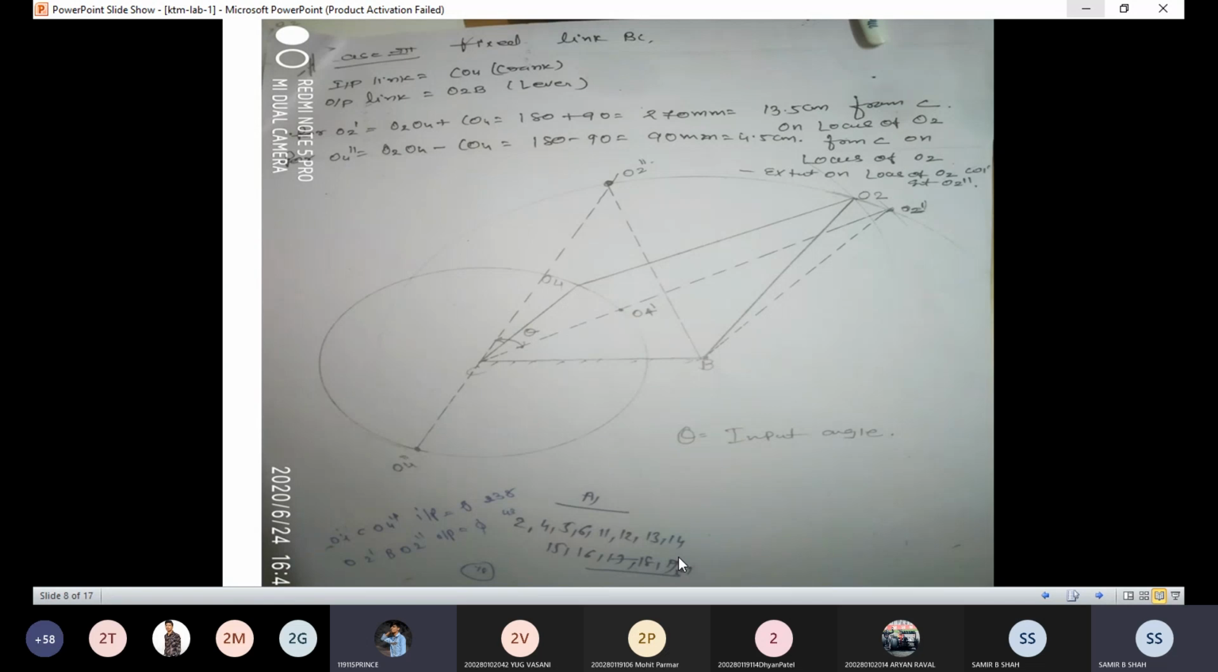BC is 120 mm, CO4 is 90 mm, O2B is 180 mm, and O2O4 is 180 mm.